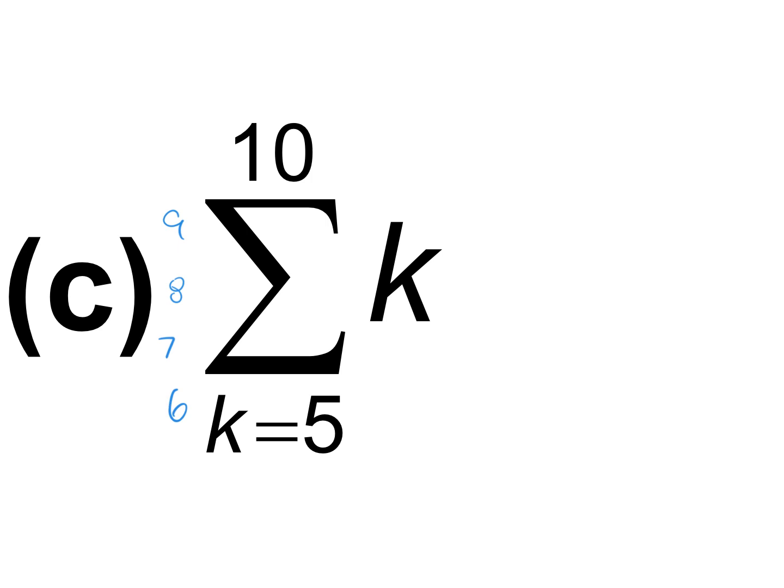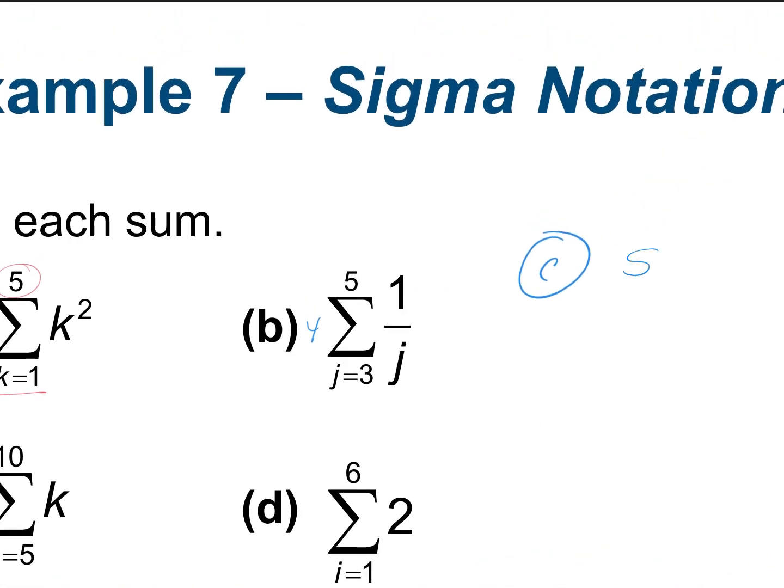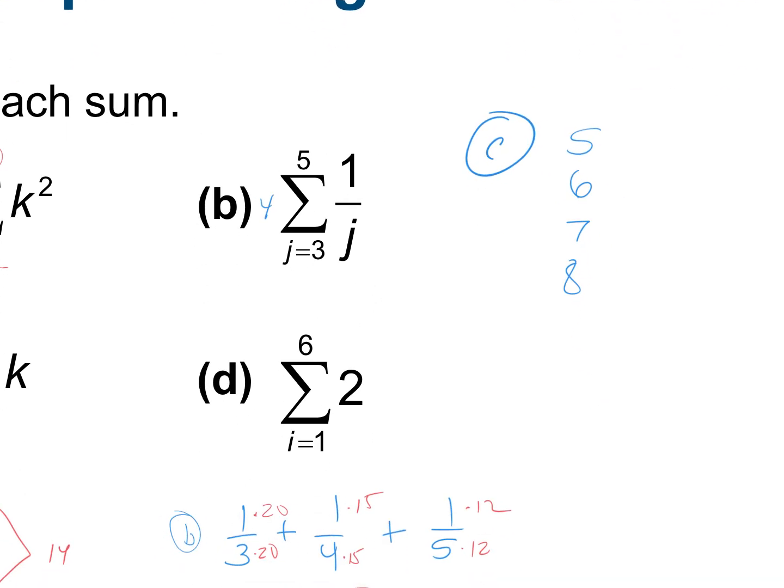When I plug in 5 for K, what do I get? 5, okay? So I plug in 5, I get 5. When I plug in 6, what do I get? When I plug in 7, what do I get? When I plug in 8, what do I get? When I plug in 9, what do I get? When I plug in 10, what do I get? What do I do with all those? Add them up. What is 5 plus 6 plus 7 plus 8 plus 9 plus 10? What is it? 45? Okay, thank you, ma'am.